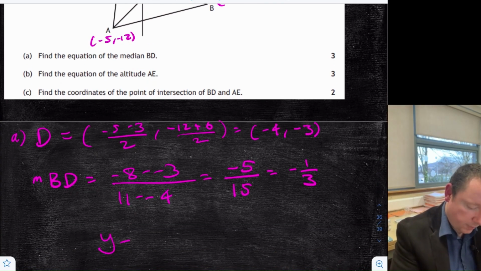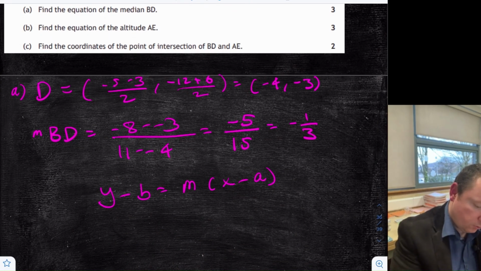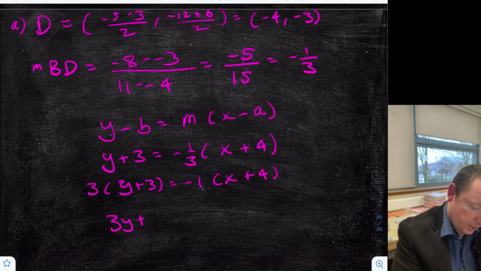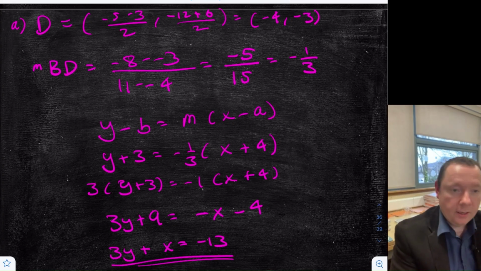So y minus b equals m(x minus a). You can use either the midpoint or point B. I'm just going to use the one that's sitting right here. So I've got y plus 3 is minus a third (x plus 4). So I can do 3 times (y plus 3) is minus 1 times (x plus 4). Taking the denominator away, 3y plus 9 is minus x minus 4. Or 3y plus x equals minus 13. And we're done there, and that's fine.